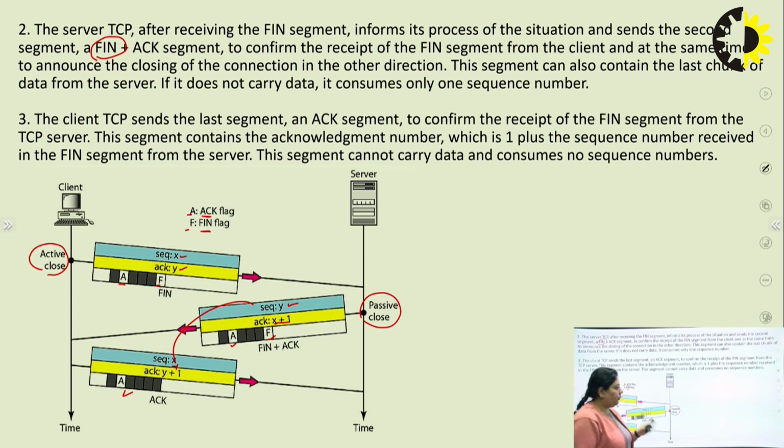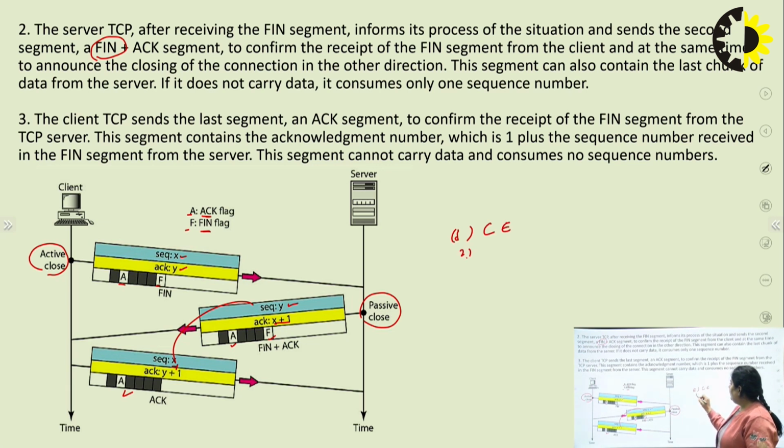So this is the three-way handshaking process in which TCP is reliable in sending data with full error and flow control. There are three steps we have discussed. First is TCP connection establishment, second is data transfer, and third is connection termination. So these were the three steps in the three-way handshaking process in TCP. Next class we will discuss further topics. Thank you.